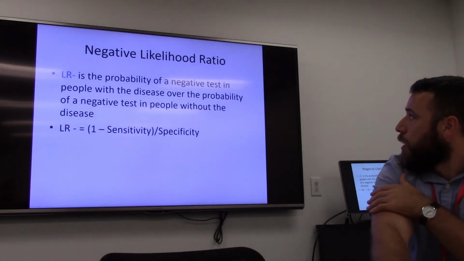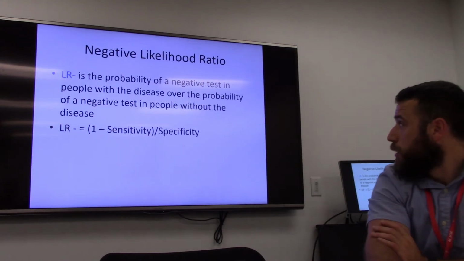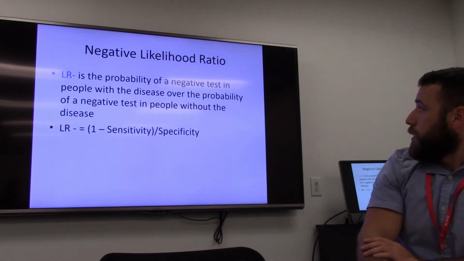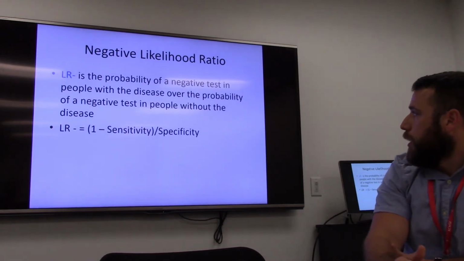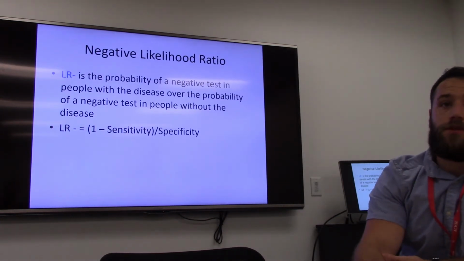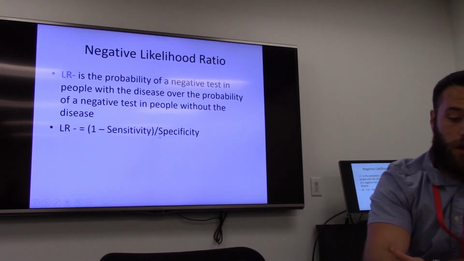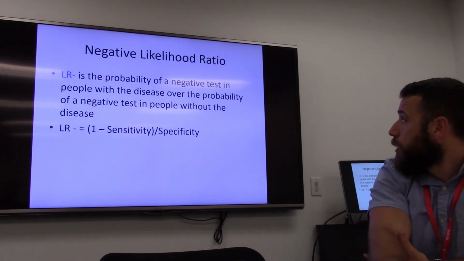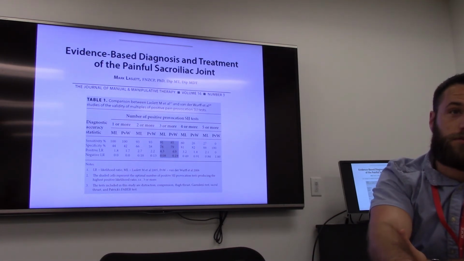But similarly, you can have a negative likelihood ratio when you want to consider ruling out a test, which is the probability of a negative test in people with the disease over the probability of a negative test in people without the disease. So it's kind of the opposite. So 1 minus sensitivity over the specificity. Not too important to get too bogged down with these right now, but we'll see an example of how this is used in sports medicine.